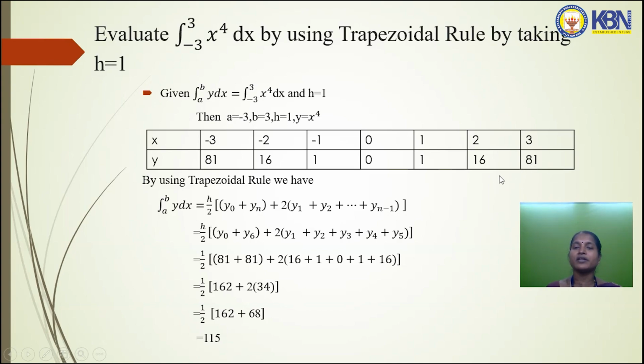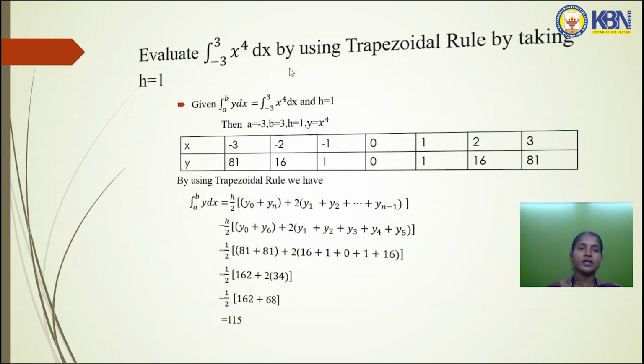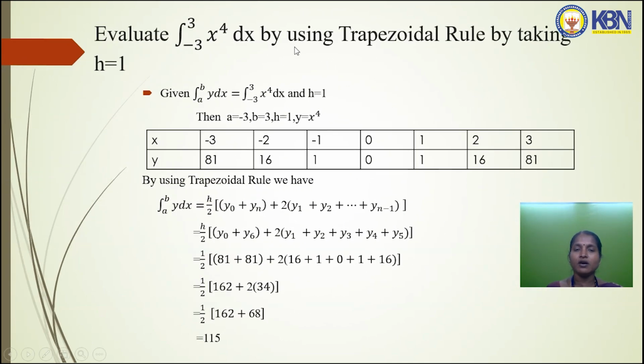So we can make the table. X values: minus 3, minus 2, minus 1, 0, 1, 2, 3. Corresponding y values: 81, 16, 1, 0, 1, 16, 81.